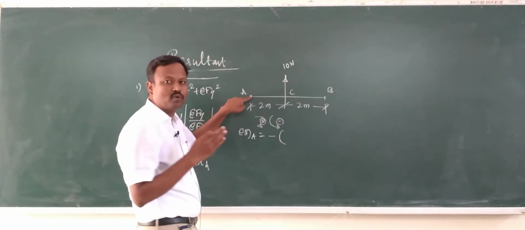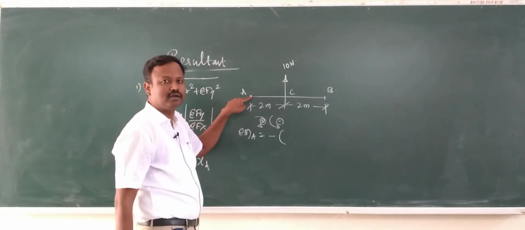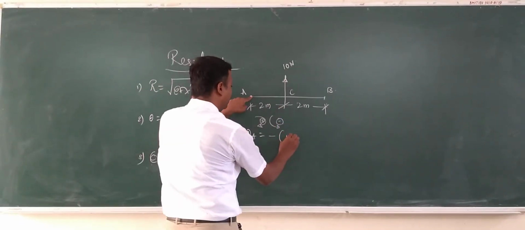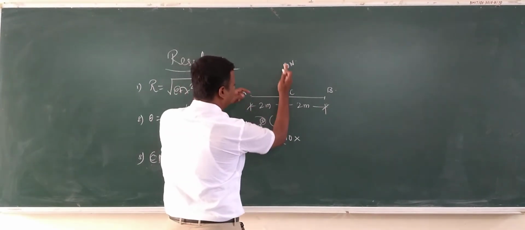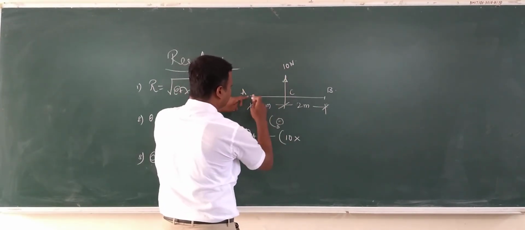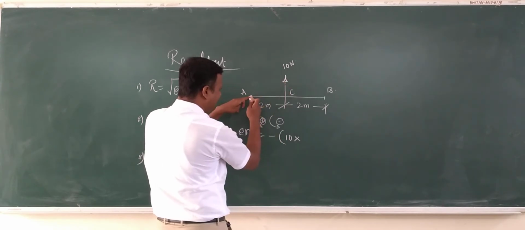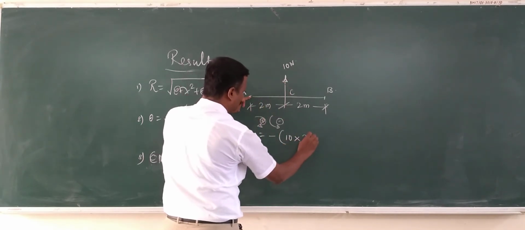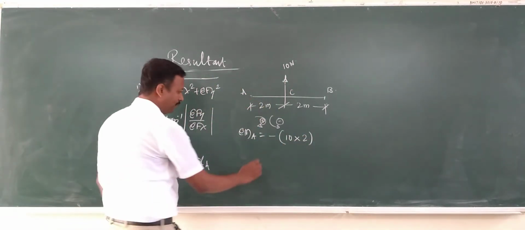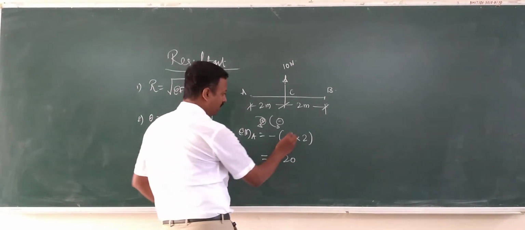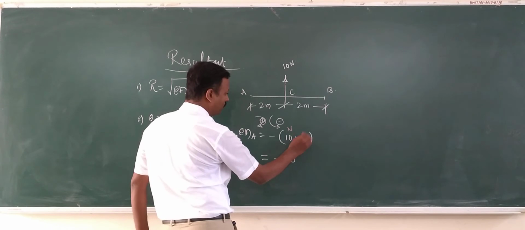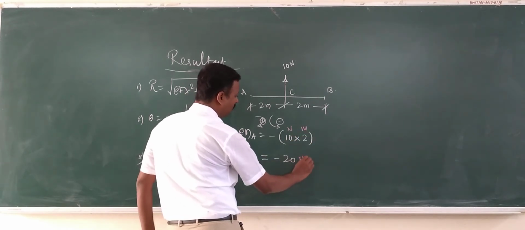And moment is a product of force and the perpendicular distance. Force magnitude is 10, multiplied by perpendicular distance. Force is vertical, distance will be horizontal. So distance between force and A point is 2 meter. So 10 times 2, simply it will be minus 20. What could be the unit? Unit of 10 is Newton, unit of 2 is meter. So it will be Newton meter.